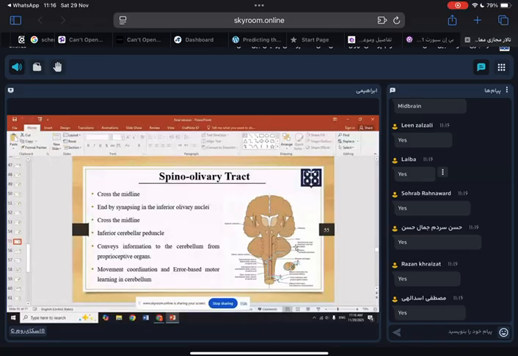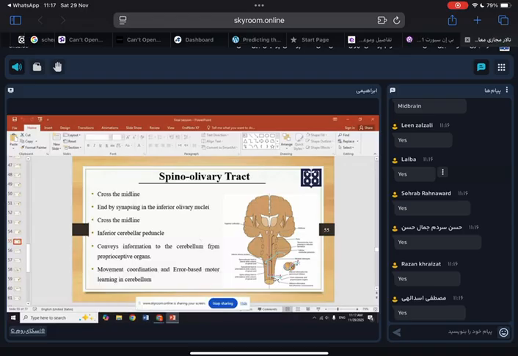The next one is the spino-olivary tract. If you remember, I told you we have the inferior olivary nucleus, which is located in the medulla oblongata. Look at the blue color. The information comes to the spinal cord and crosses at the spinal cord. It comes to the medulla oblongata. In the medulla oblongata, by means of the inferior cerebellar peduncle, they connect to the cerebellum. So it carries information to the cerebellum from proprioceptive organs. Another main function is movement coordination and error-based motor learning.